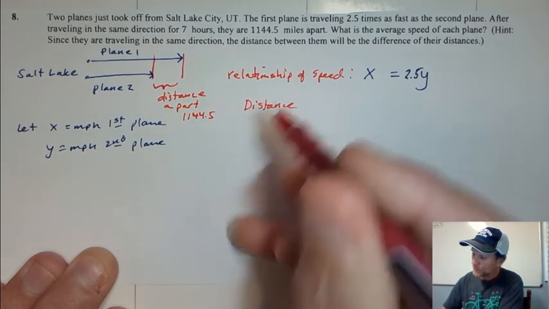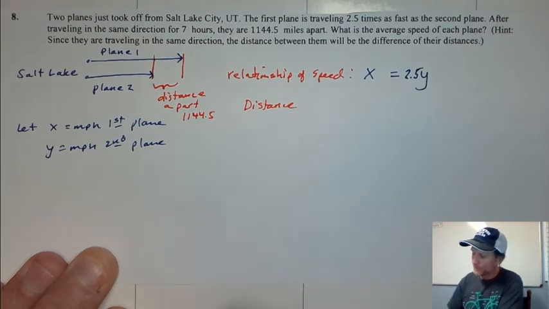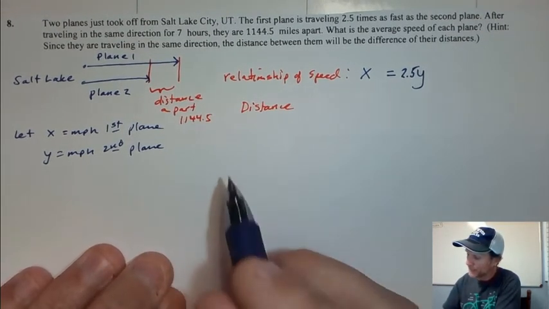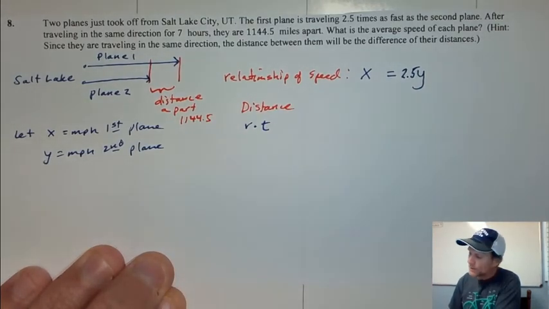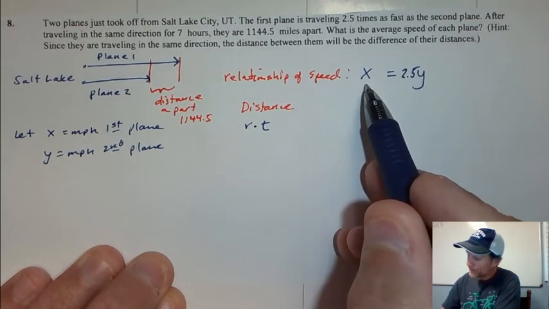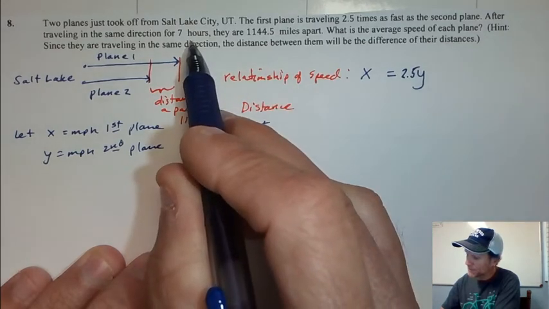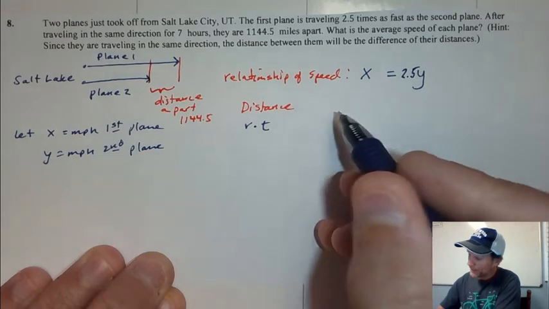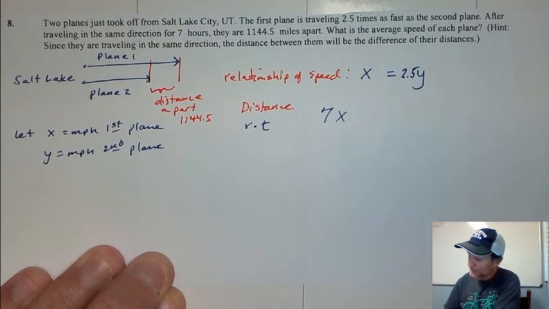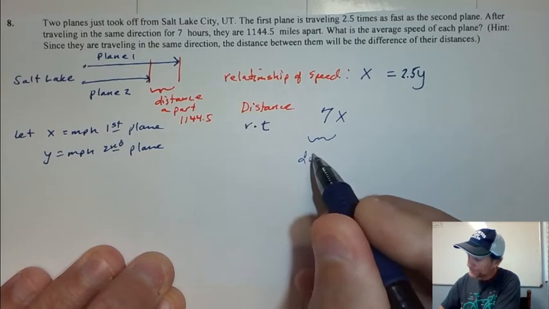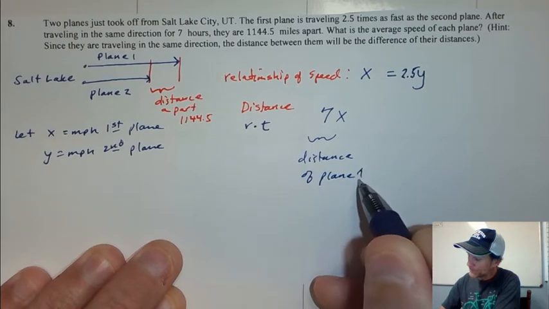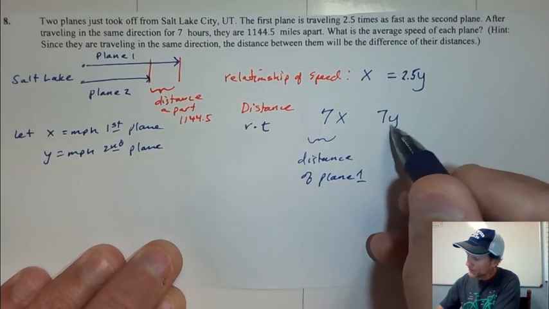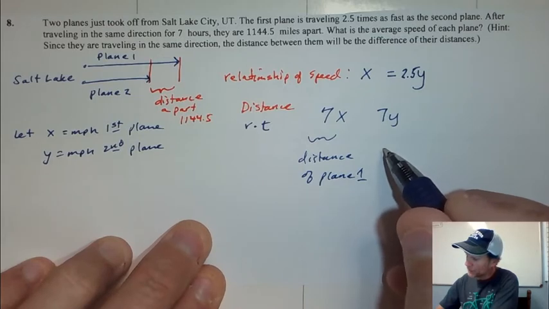Well, I know that if I take speed, rate times time, that equals distance. Rate times time. So let's see. The rate of the first plane is x, and it travels for 7 hours. It says they both travel for 7 hours. Now, I have this, which is the distance of plane 1. And then I have this, which is the distance of plane 2.